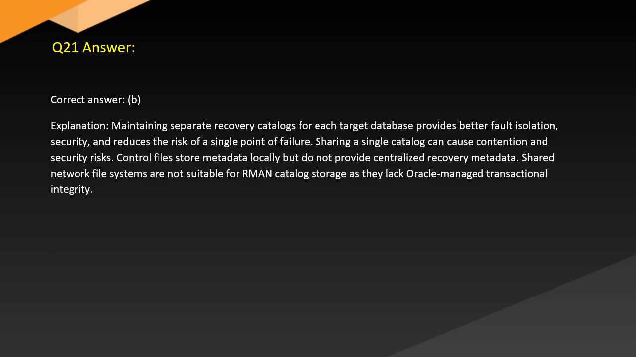Answer. Correct answer. B. Explanation. Maintaining separate recovery catalogs for each target database provides better fault isolation, security, and reduces the risk of a single point of failure. Sharing a single catalog can cause contention and security risks. Control files store metadata locally but do not provide centralized recovery metadata. Shared network file systems are not suitable for RMAN catalog storage as they lack Oracle-managed transactional integrity.